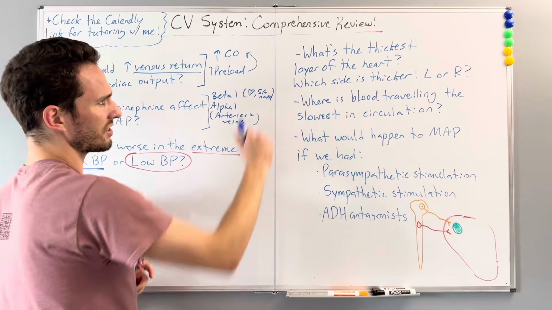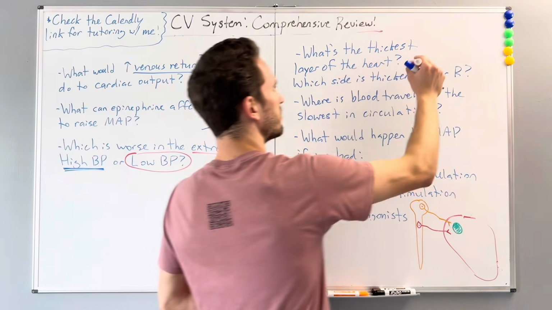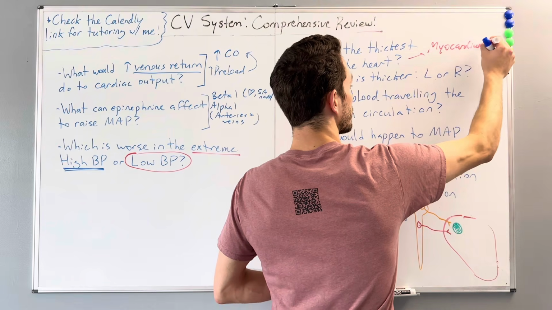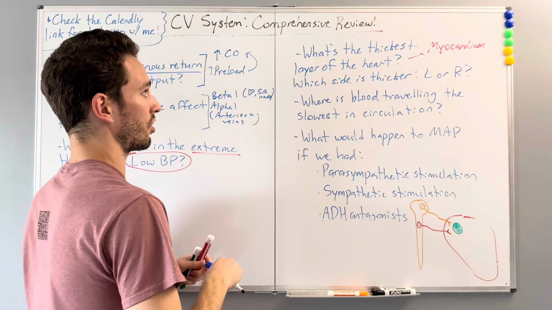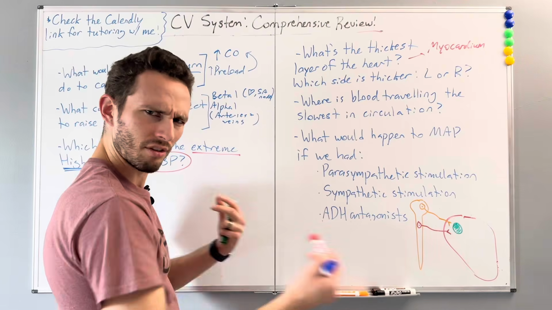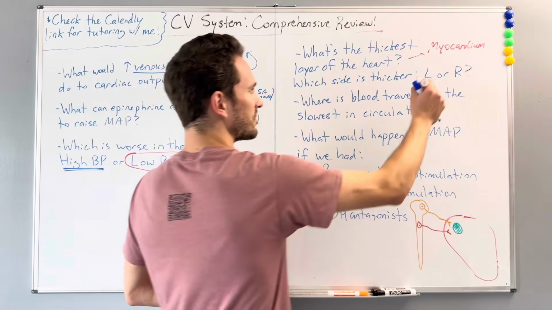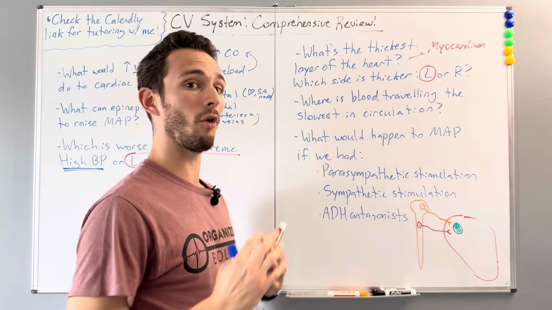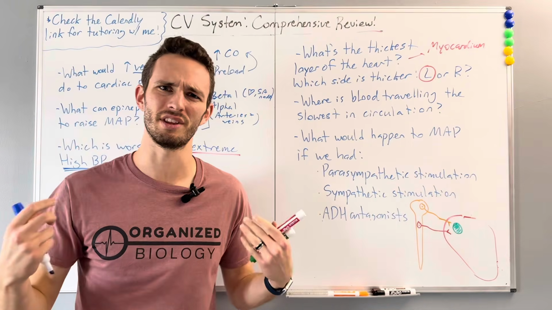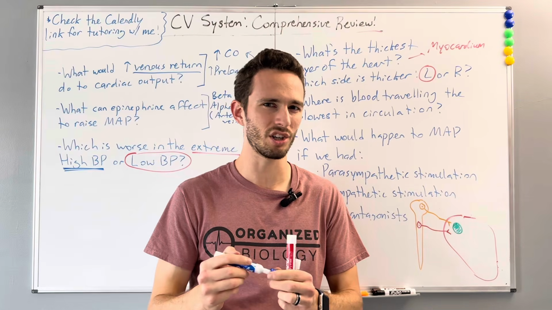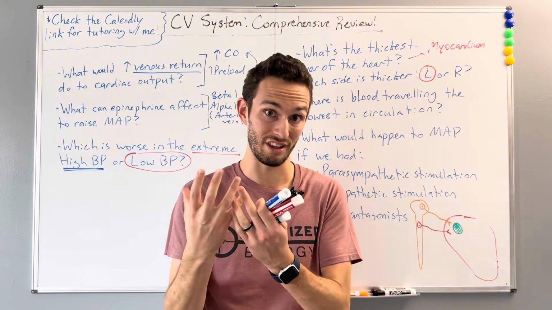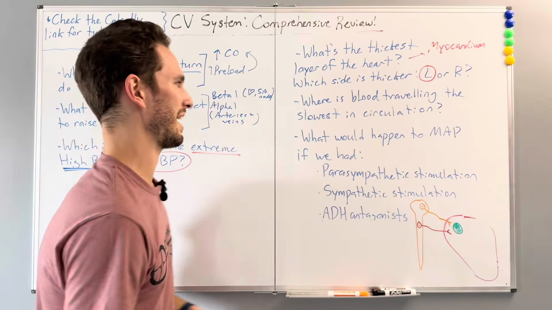Now, what's the thickest layer of the heart? This should be a relatively easy one. This is the myocardium. We drew that earlier, and that's the muscle layer. It's very thick and strong. And which side is thicker, the left or the right side? Well, you can probably guess the left side of the heart is much thicker because it has to pump to the whole body, whereas the right side just has to pump to the lungs. So if you actually do a dissection of a heart, you can feel the left side of the heart is really tough and strong because it's really thick, and then the right side's a little more flabby, just pumping to the lungs.